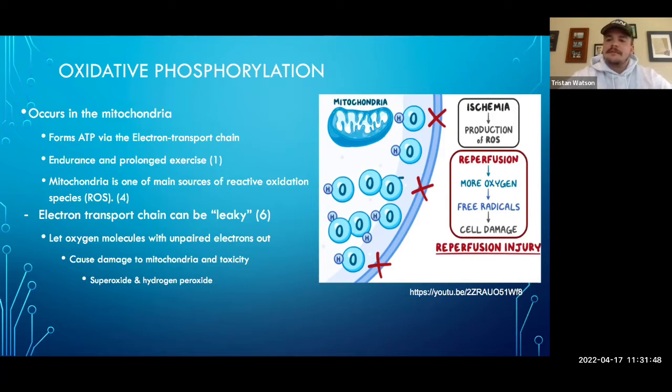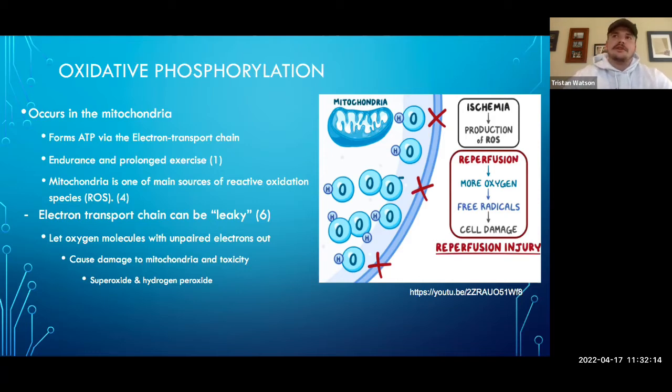You can see on the image on the right, ischemia is going to be the lack of blood flow to an area. That's going to be the production of those ROSs. So the more we are relying on oxygen, the more free radicals are formed, and then that's going to cause the cell damage. That's going to be that reperfusion injury. So those are the steps there. And you can see how it can accumulate really quickly if you are really reliant on the oxidative phosphorylation system.